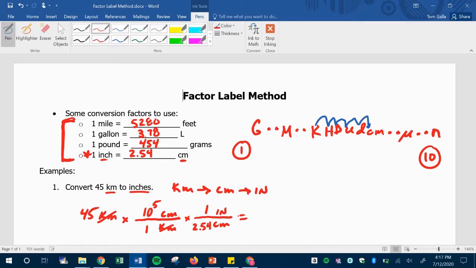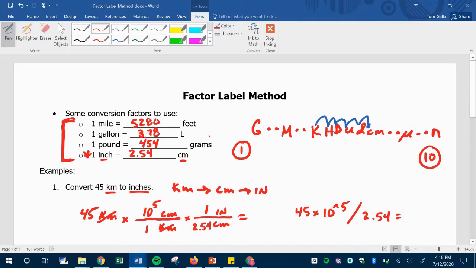Now, when you plug this into your calculator, let's take a second to talk about how to do that. You're going to start off with 45, and then you're going to do times 10 to the 5th power. Now, when I do it, I like to hit enter here. And then you know how if you start typing, your calculator naturally takes the answer that you just had? That's what I like to do. But if you wanted to do it all as one, it would be 45 times 10 to the 5th power. Then you'd hit divided by 2.54 and then enter.